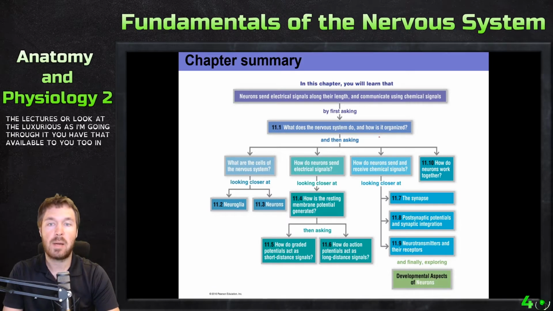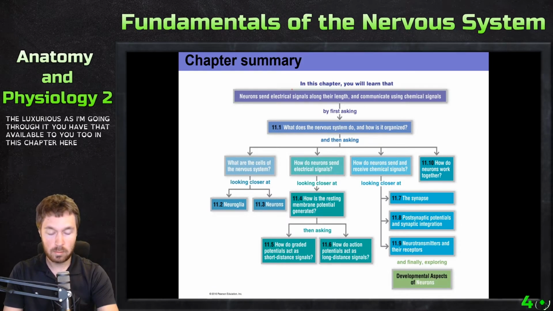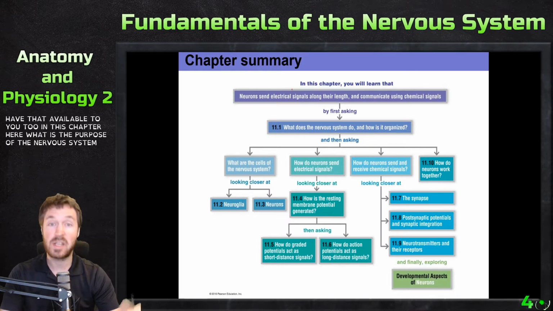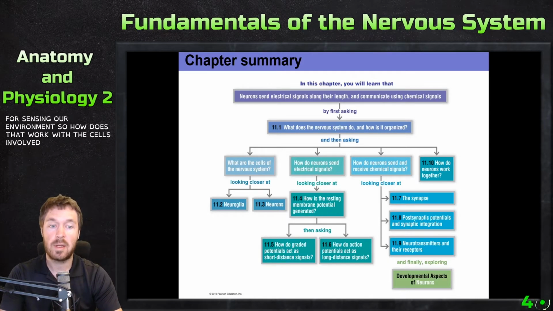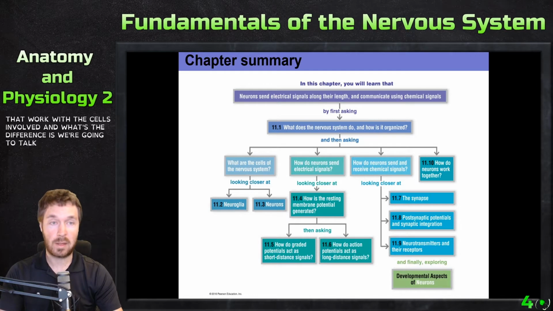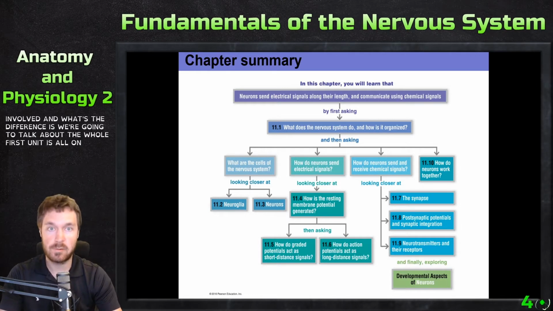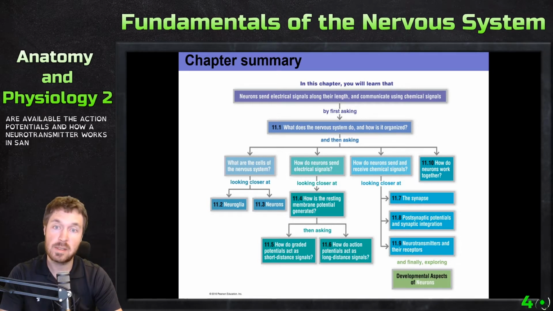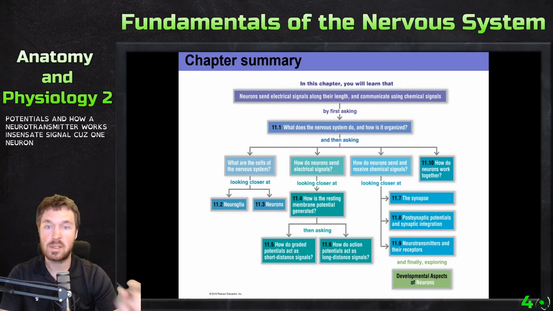So in this chapter, what is the purpose of the nervous system? We're sensing our environment. So how does that work? What are the cells involved? And what are the differences we're going to talk about? The whole first unit is all on the nervous system. The nervous system is very complex. So this chapter goes into the different cells that are available, the action potentials, and how a neurotransmitter works and sends its signal, because one neuron needs to speak to another.